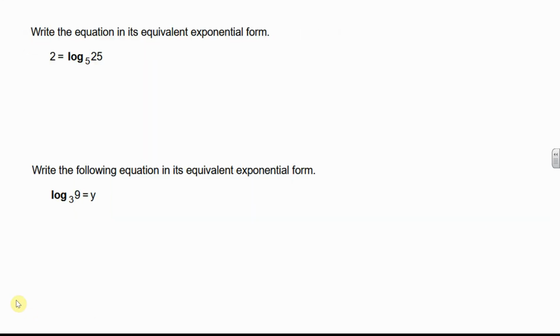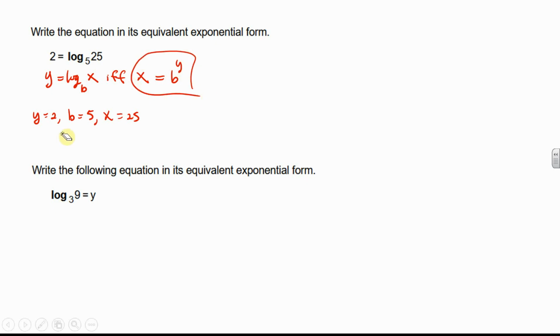All right, let's look at some problems. It says here, write the equation in its equivalent exponential form. So basically, they want us to convert this from the log form to the exponential form. So I want to be able to see that this is y is equal to log base b of x. Notice that here the y is 2. Here the base is 5, and x is equal to 25. So this is converted to, if and only if, x is equal to the base b raised to the y power.